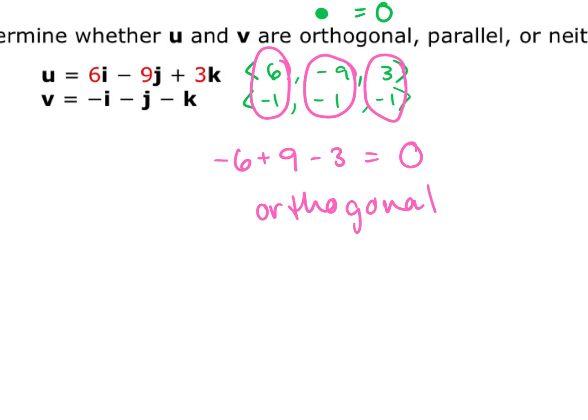But if it wasn't orthogonal and we were checking to see if it was parallel, I would say 6 over -1 would have to be equal to -9 over -1, which has to be equal to 3 over -1. These are not equal, so it is not parallel. Which obviously, if it's orthogonal, it can't also be parallel.